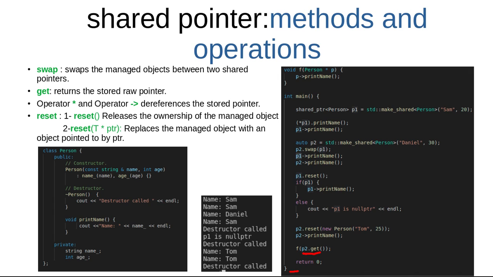or returns or exits the scope, Tom p2 will no longer point to anything. This pointer is destructed, and so the object Tom is no longer pointed to by any shared pointer. It has 0 references, and so the destructor will be called for Tom.